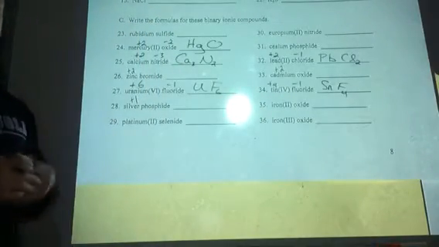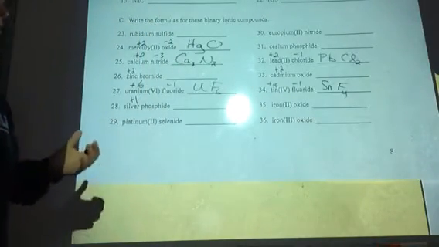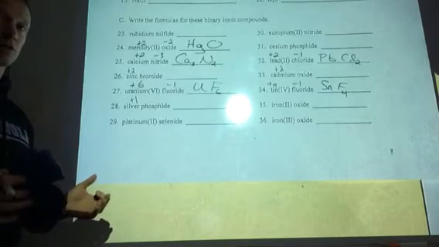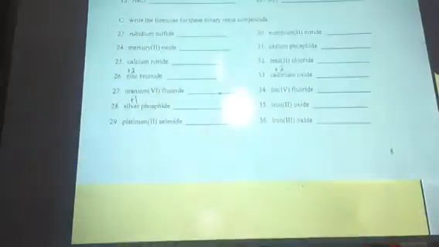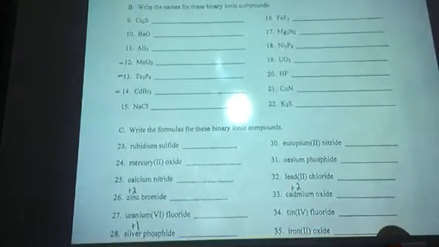So transition elements will have Roman numerals to tell you where the charge is because they have more than one charge. Main group elements will not have Roman numerals because their charges stay pretty consistent. All right, let's go back up the middle part of this, and let's name some of these.